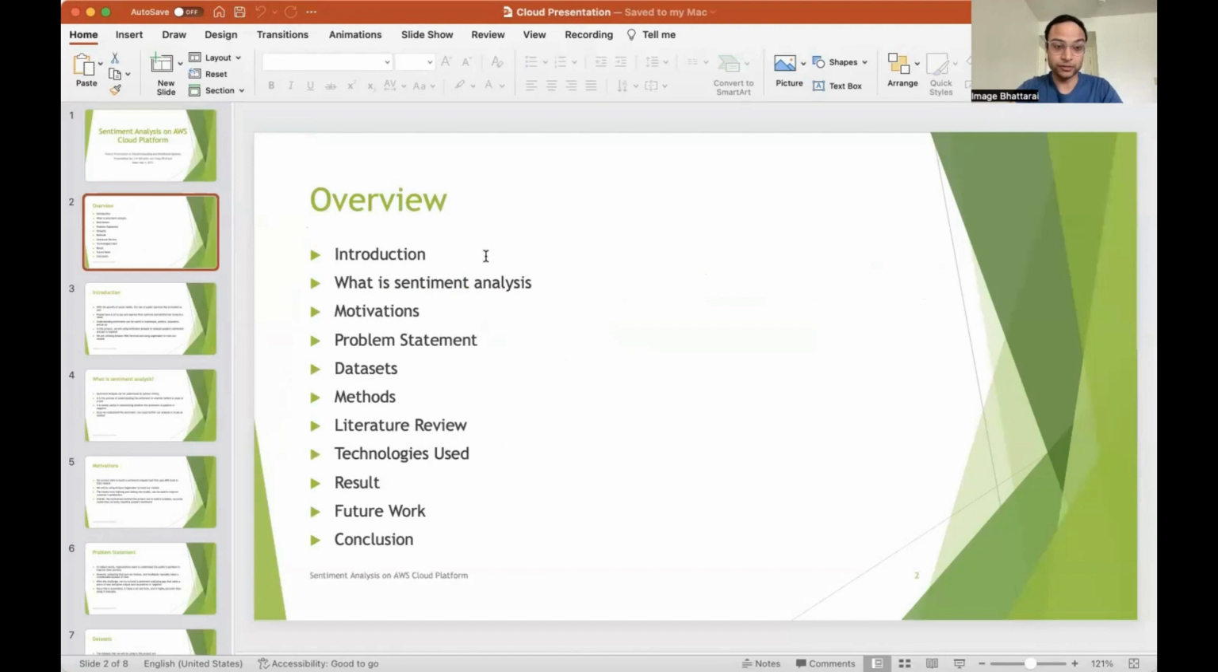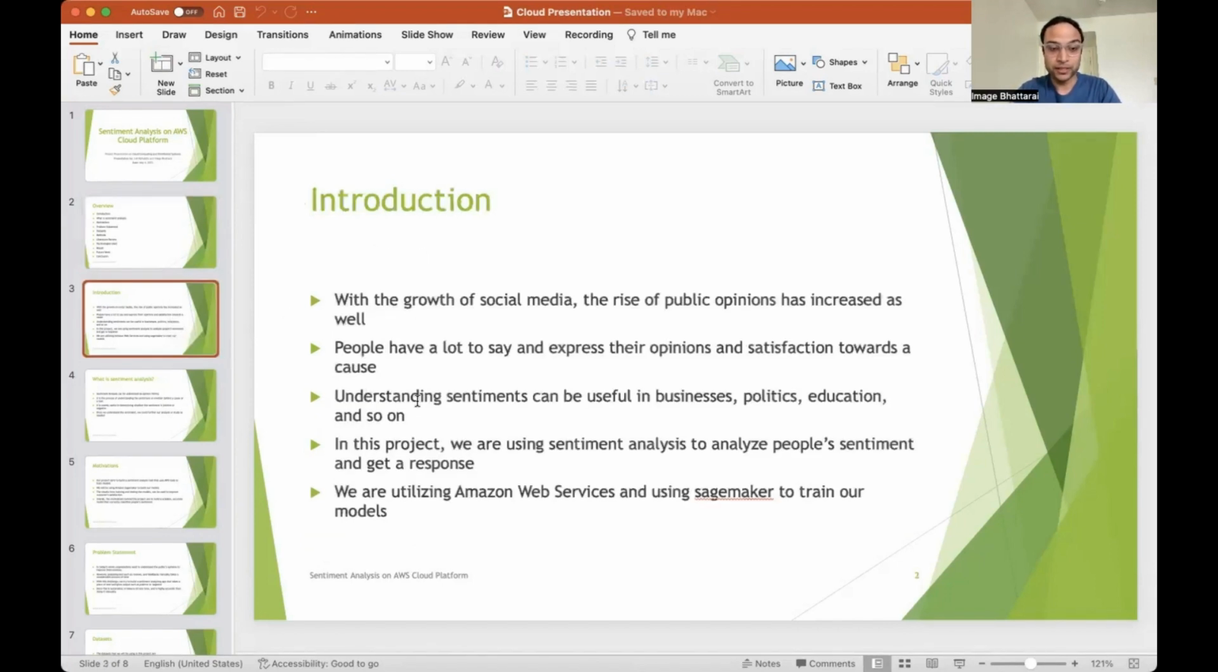So in this presentation, we'll be taking a look at the introduction for our project, what exactly sentiment analysis is, what are the motivations behind this project, what the problem statements are, the data sets that we will be using, the methods that we have used. We'll also be taking a look at the literature review. We'll also be taking a look at the technologies that we have used. We will be sharing our results and also the future directions for this project. And we'll also be sharing a conclusion. So let's start with the introduction.